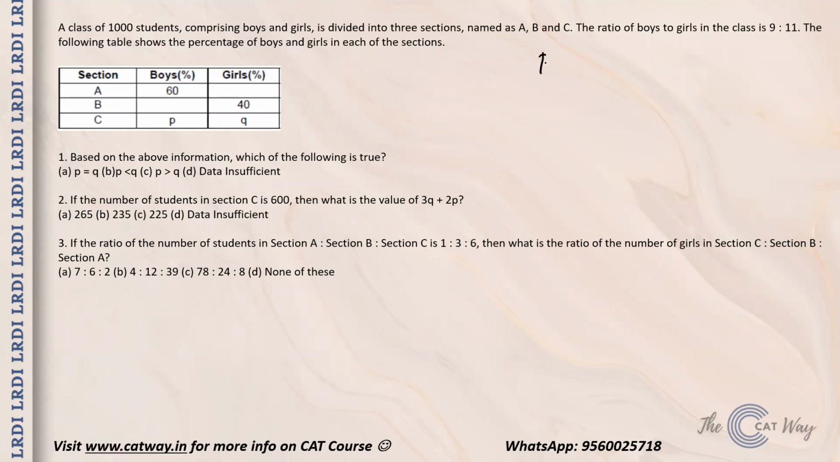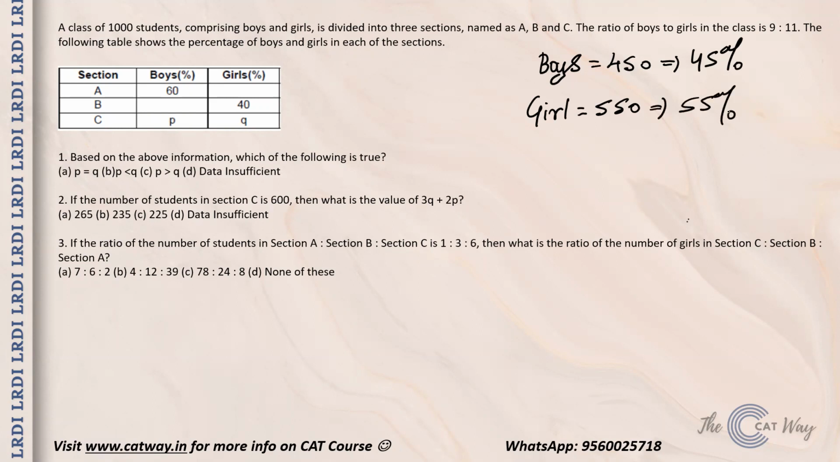So that means the number of boys is equal to 450, and the number of girls is equal to 550, right? Number of boys is 450 and number of girls is 550. Okay. And also, boys percentage is 45% and percentage of girls is 55%. Okay, 55%.